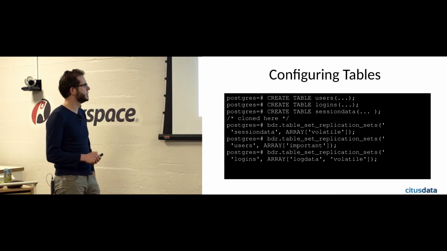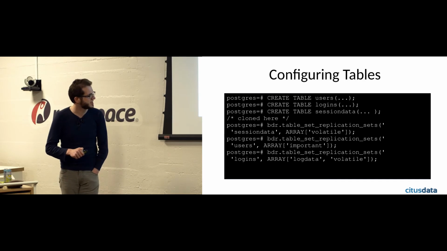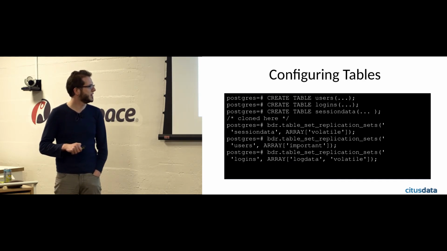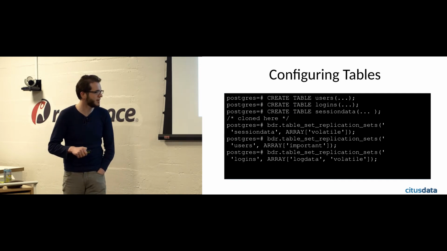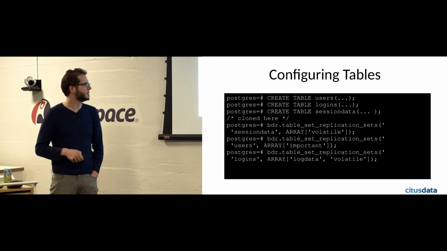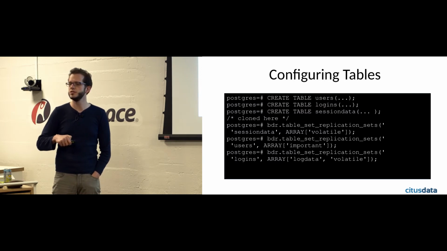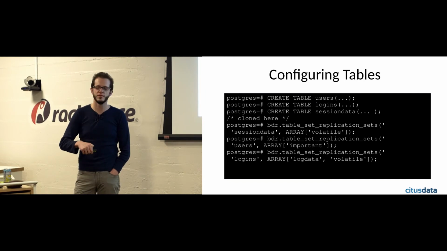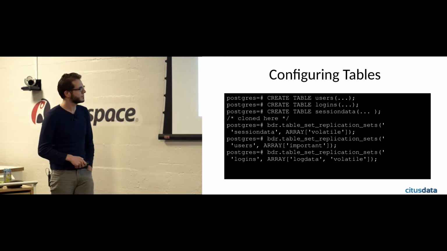And then for another table, we assign the important replication set. And for a third table, we add two different replication sets. And yeah, I think that's pretty obvious what it does. You can call a table get replication sets to get all the replication sets, which is also, obviously, there's no second parameter there. Yeah.